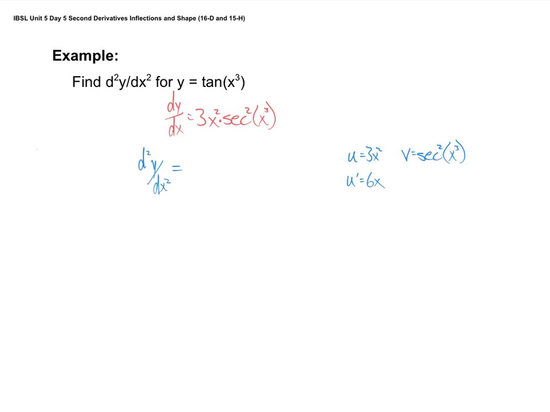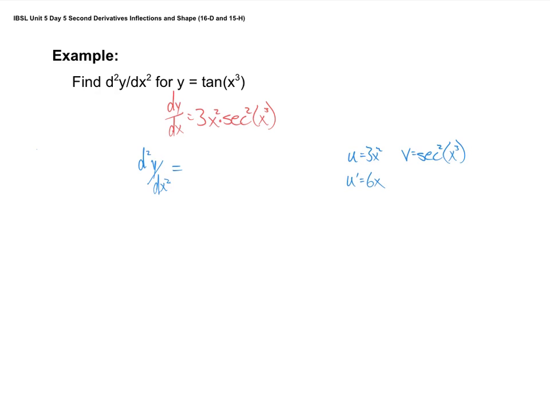What? 1 over negative sine. That's not a bad thought, because cosine is negative sine's derivative. But actually you brought up something that we could use. Cosine is the derivative of negative sine.